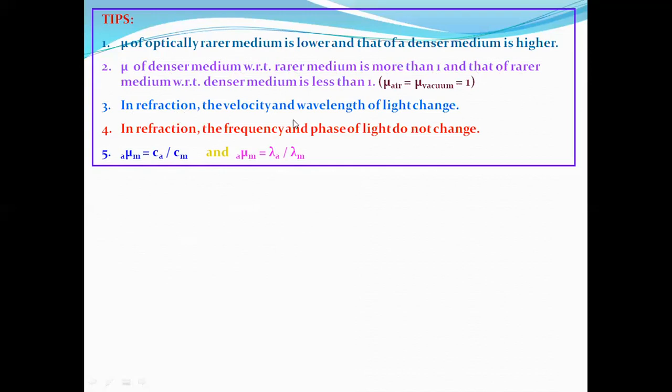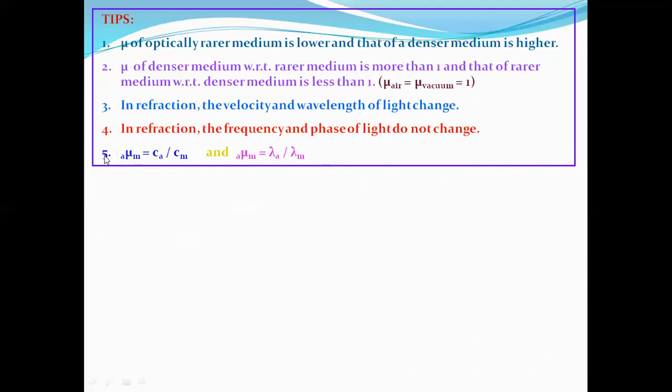In refraction, the velocity and wavelength of the light are changed. This is very important. In refraction, the frequency and the phase of light do not change. So points 3 and 4 must be memorized.